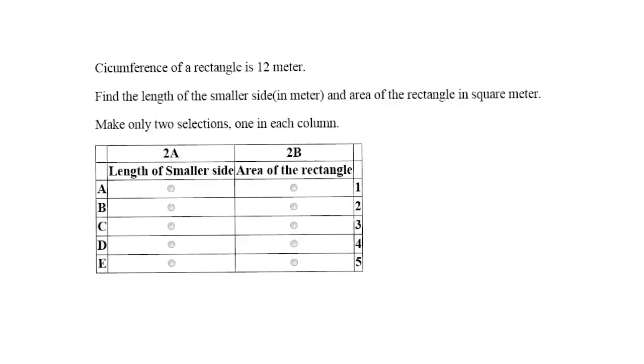Choices are given. The values for those choices are 1, 2, 3, 4, and 5. How to solve this? Here the circumference of the rectangle is 12 meters. So what is the formula for circumference? Circumference is twice the sum of its length and width. It is given as 12, so twice the sum of its width and length is 12. Hence the sum of its length and width is 6. That is half of the circumference.